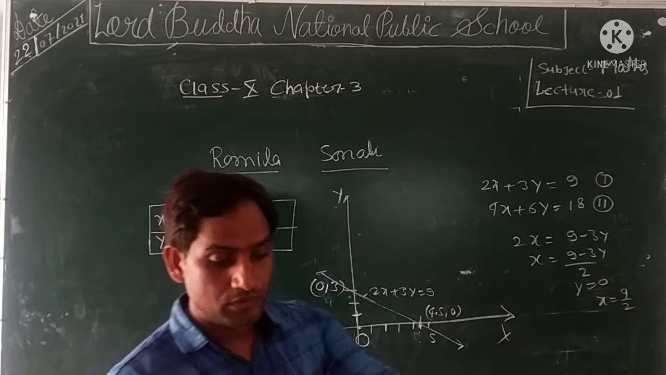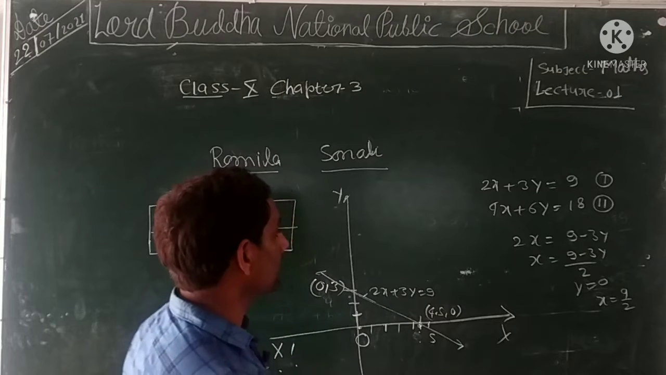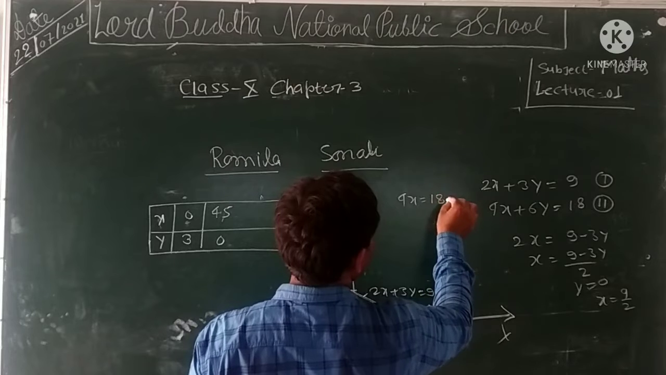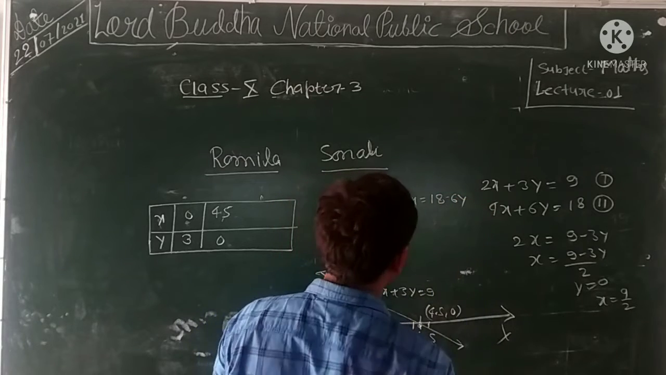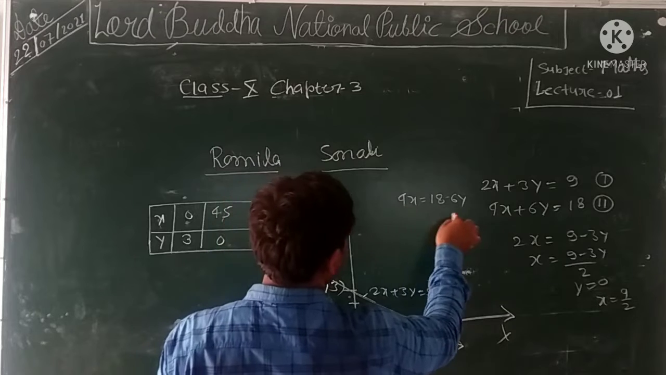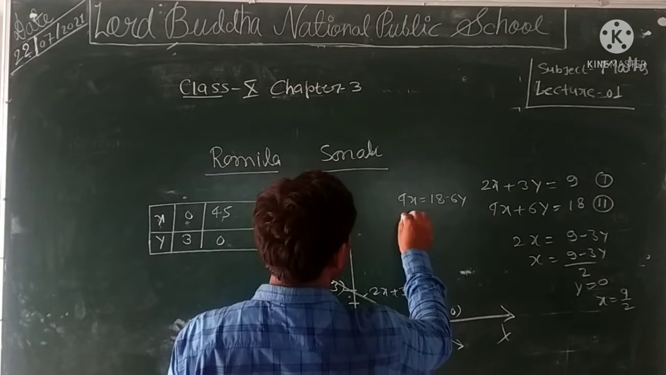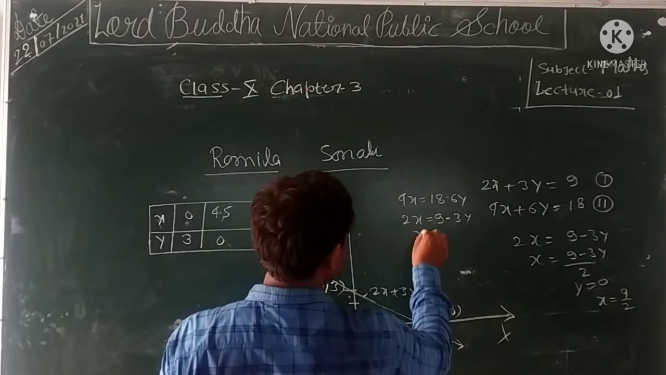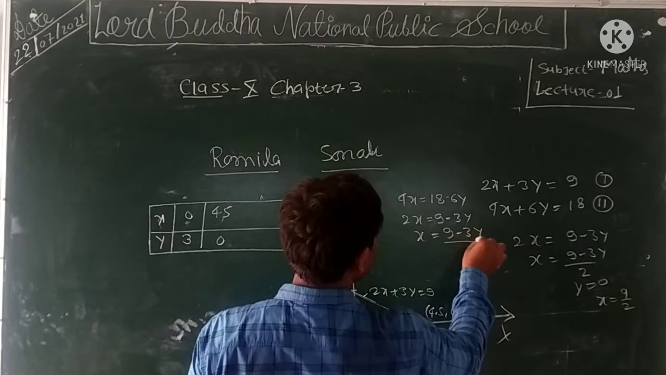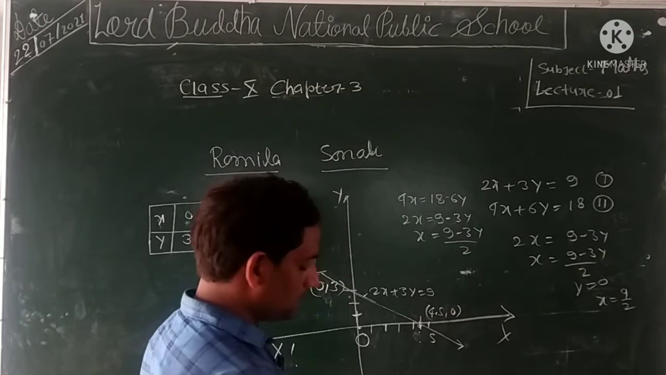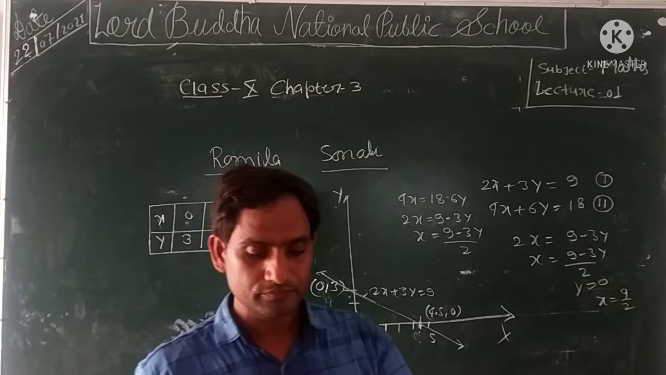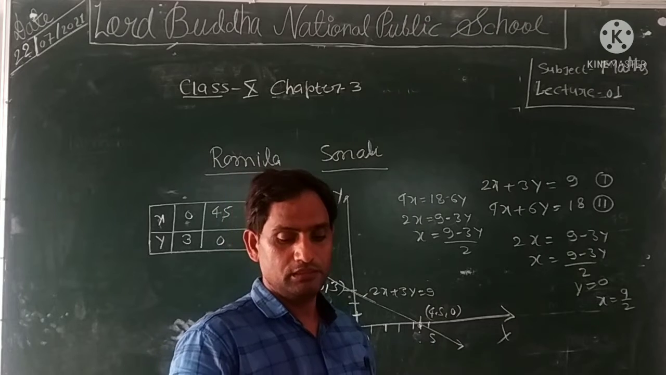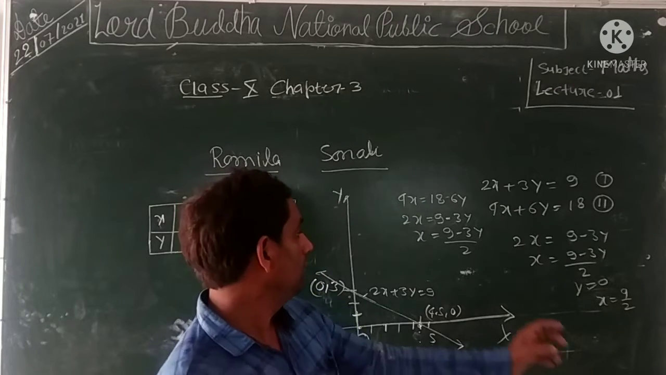Okay. Now we solve the second equation. The second equation is 4x equal to 18 minus 6y. We can divide by 2. So 2x equal to 9 minus 3y, or x equal to (9 minus 3y) upon 2. We take here the value of y equal to 3.